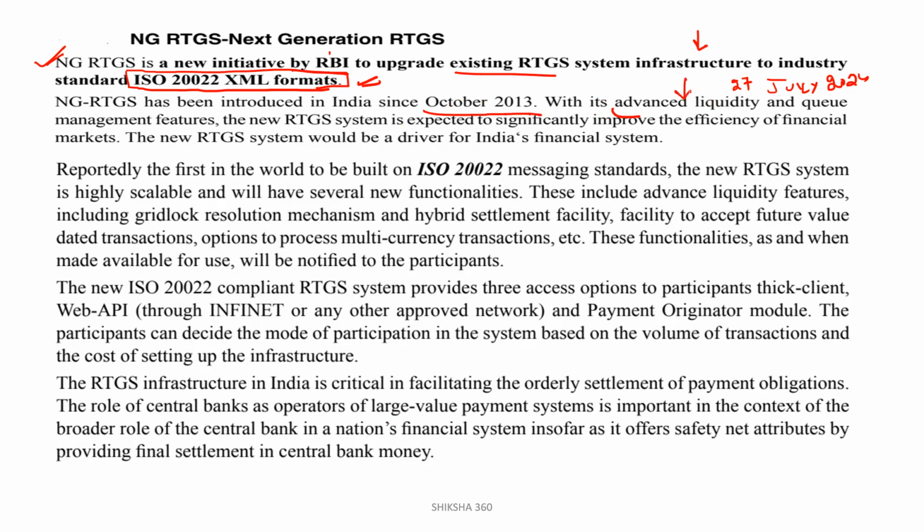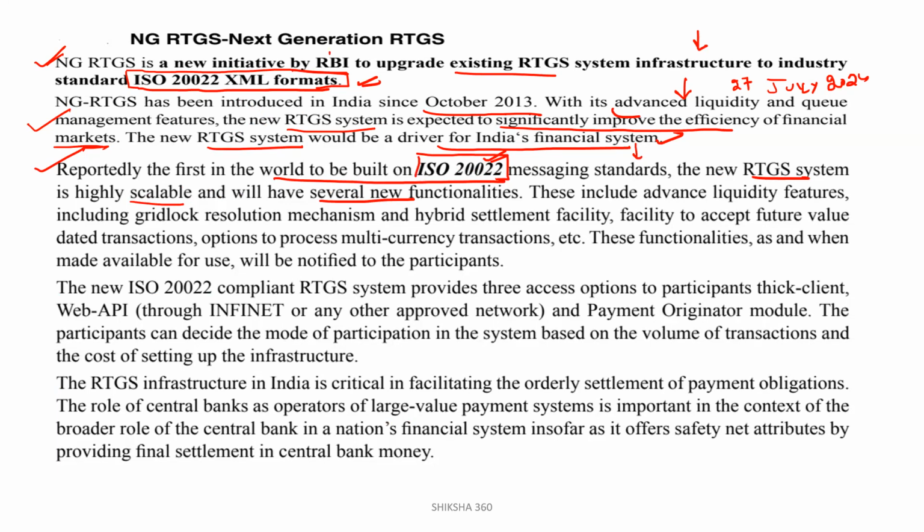With its advanced liquidity and queue management features, the new RTGS system is expected to significantly improve the efficiency of the financial markets. The new RTGS system would be a driver for India's financial system. Reportedly, it is the first in the world to be built on ISO 20022 messaging standards. Clear? The new RTGS system is highly scalable and will have several new functionalities.